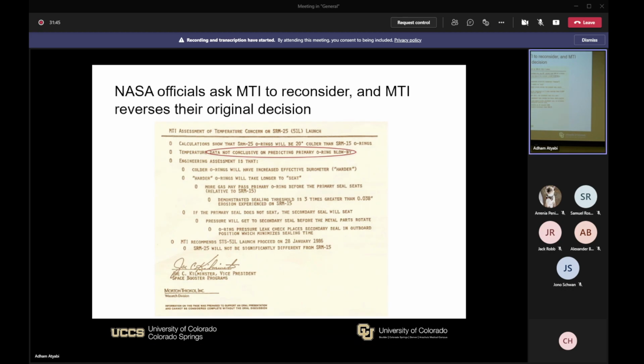And this is NASA. It basically ends up officially asking MTI to reconsider, and MTI reversed their original decision by sending this letter. And in there, they said temperature data are not conclusive on predicting the primary O-ring blowby.